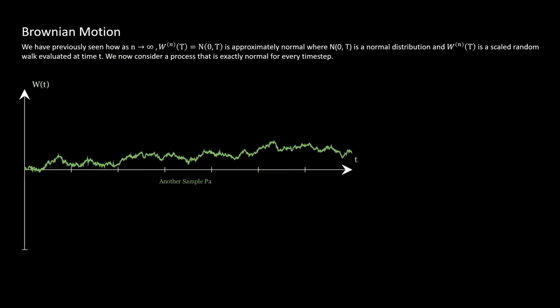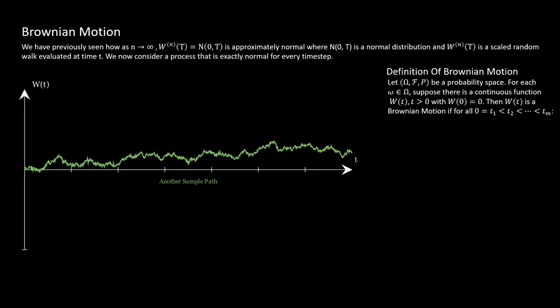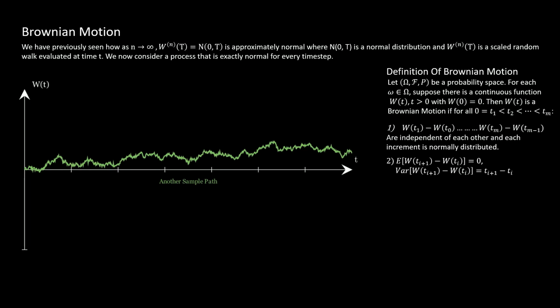So let's consider some properties of the Brownian motion. First of all, a Brownian motion at time 0 is equal to 0. Then, for each increment, just like the simple random walk, they are independent of each other. And just like the scaled random walk as n goes to infinity, they are normally distributed. Next, we are going to consider the expected value of these increments. Their expected values are 0 and their variance is the increment size.